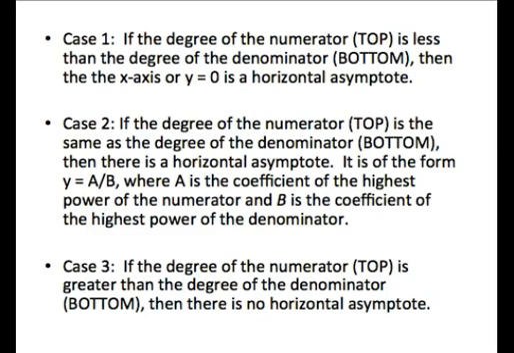So here are our conclusions. If the degree of the numerator is less than the degree of the denominator, the x-axis, or the line y equals 0, is a horizontal asymptote. If the degree of the numerator is the same as the degree of the denominator, then there is a horizontal asymptote made up by the two coefficients. And finally, if the degree of the numerator is greater than the degree of the denominator, then there is no horizontal asymptote. And that will end this lesson.